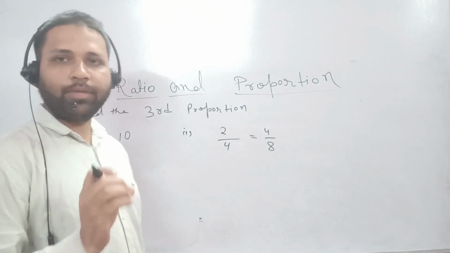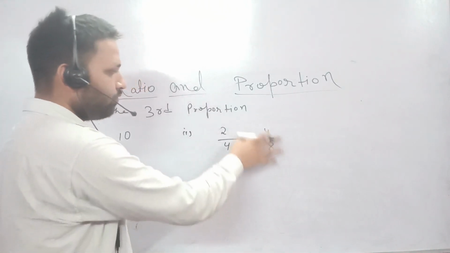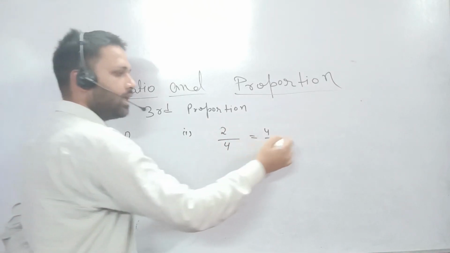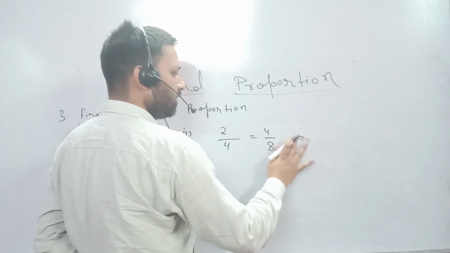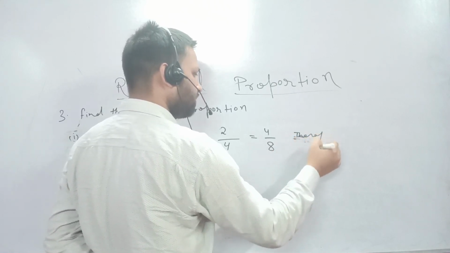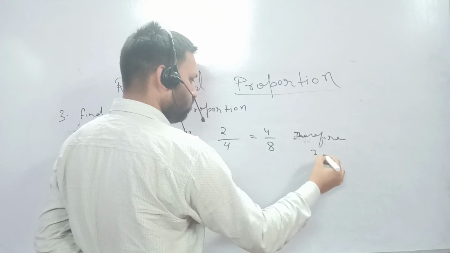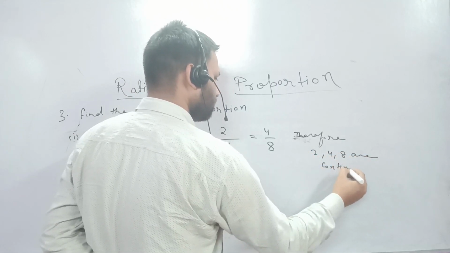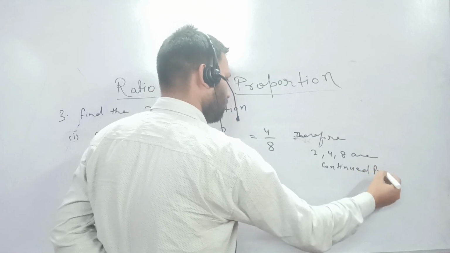So equivalent must arise. If you see not equivalent, then you have left. Okay, it is equivalent. That implies we can say that 2, 4 and 8 are in continued proportion. Okay, right?